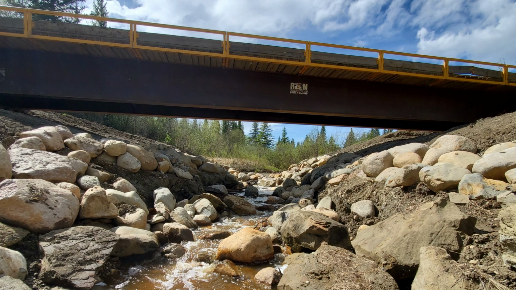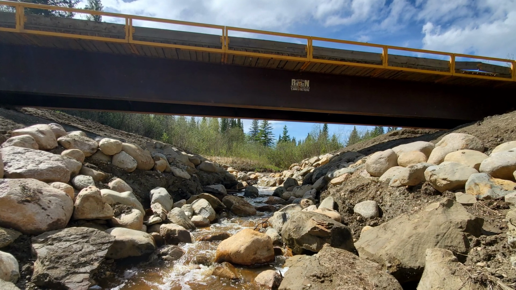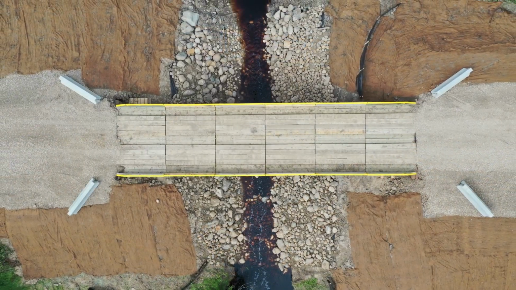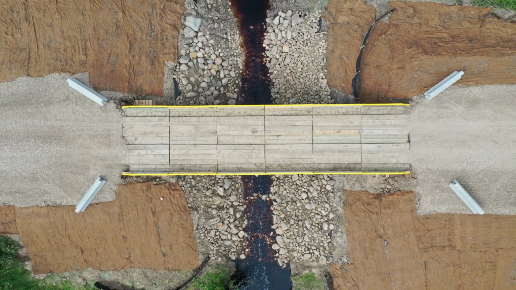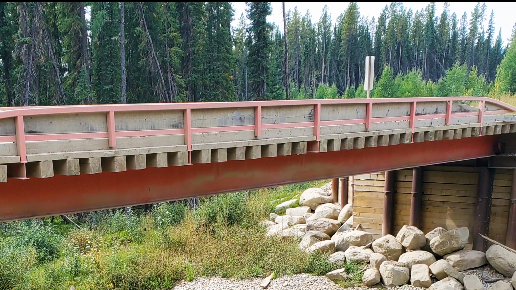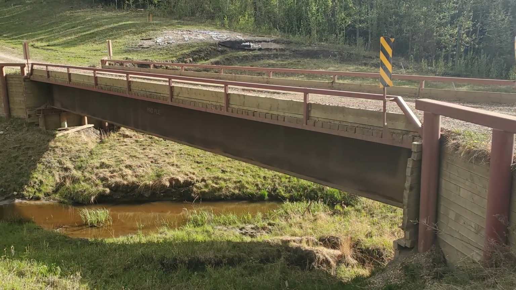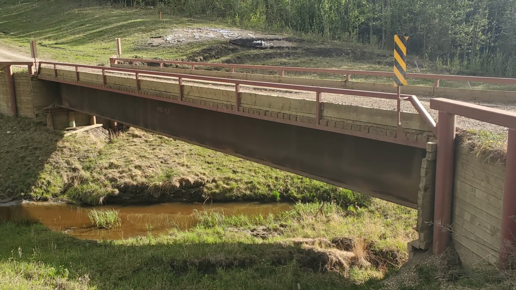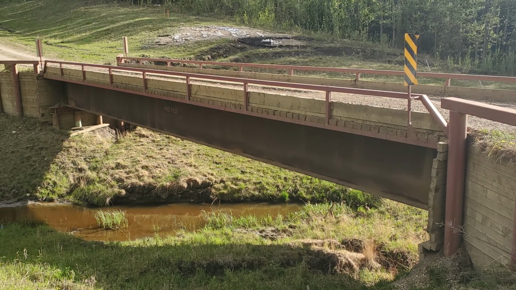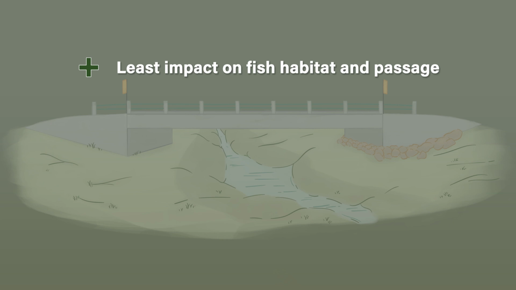Clearspan bridges, also called single-span bridges, are a preferred watercourse crossing type, since they can have minimal impact on fish habitat and passage, and can maintain water flow when designed and installed using best management practices. Since these bridges can have all of their components above the high water mark, they can avoid altering the natural stream bed.